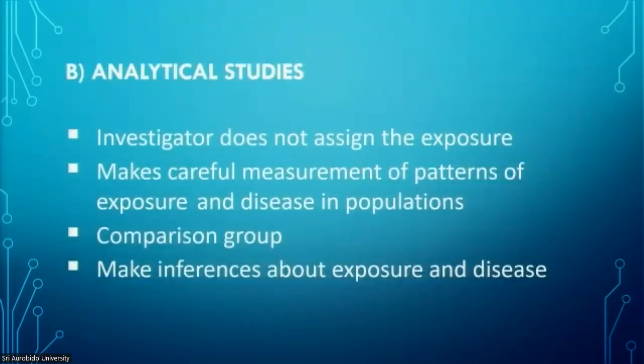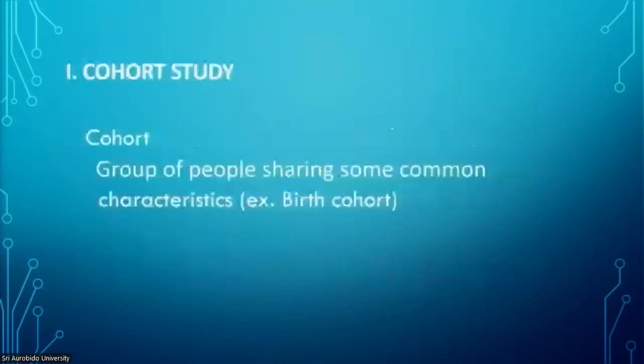Okay. So in analytical studies, investigator does not assign the exposure, makes careful measurement of patterns of exposure and diseases in population. You have a comparison group and make inferences about exposure and disease. Coming to the first type, that is cohort. Cohort is, we all know, this word has its origin from the Roman army, and it is a group of people sharing some common characteristics. For example, अगर आज पैदा हुए बच्चों को हम ले रहे हैं, so they are the birth cohort for today.